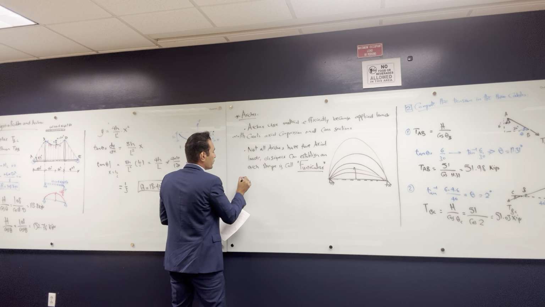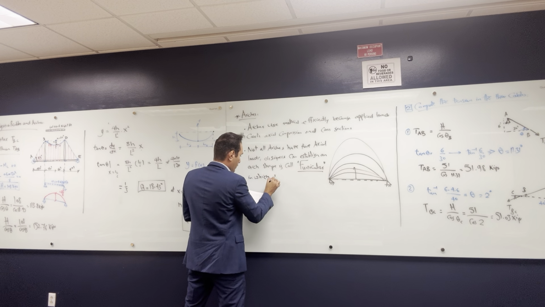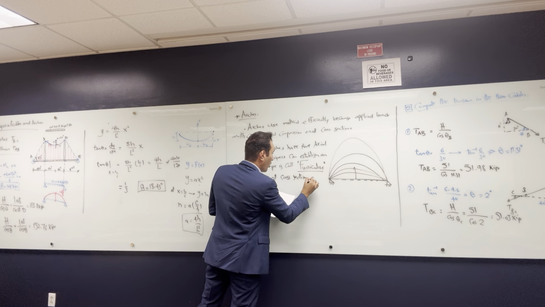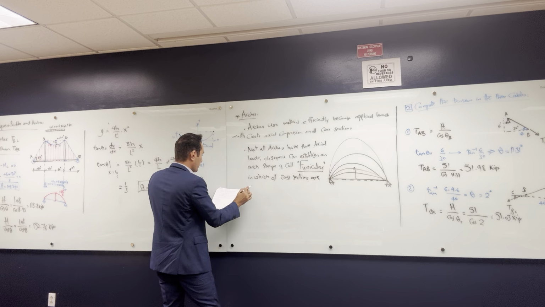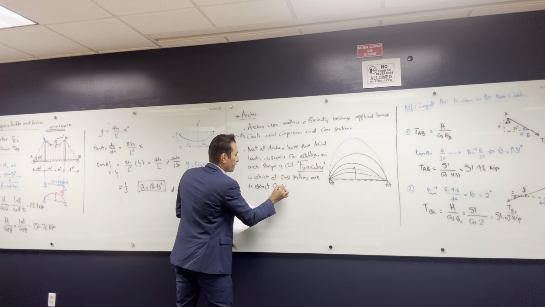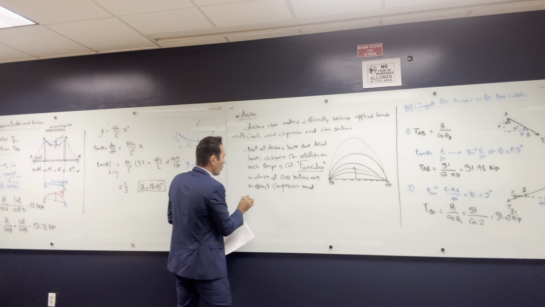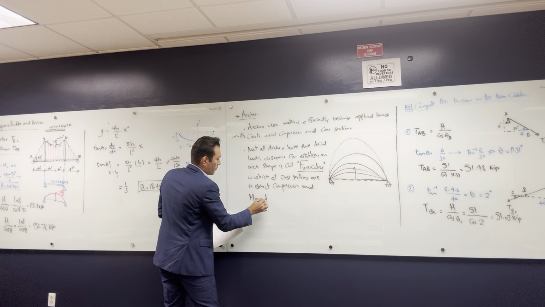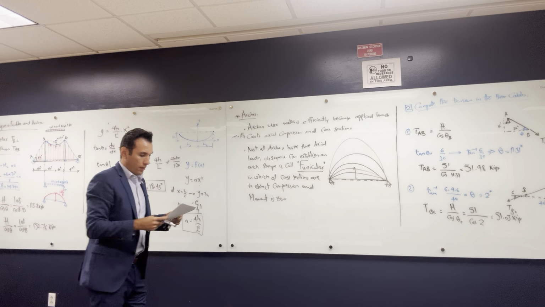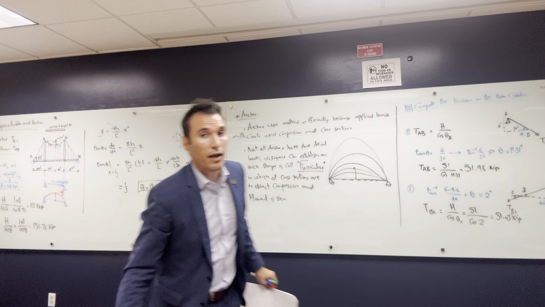In the funicular shape, all cross sections are in direct compression and moment is zero. All right, so let's see how we can build a funicular arch.